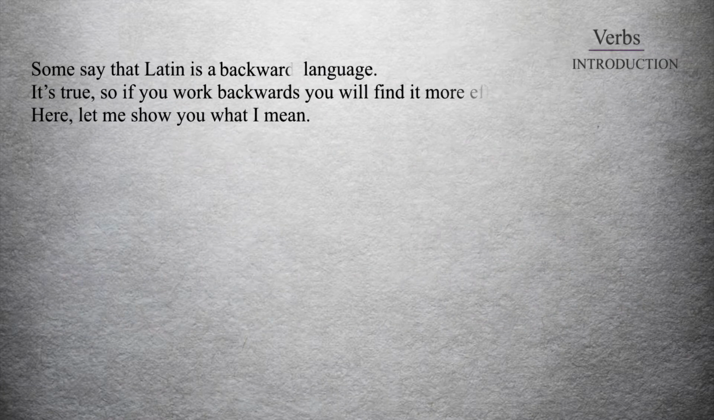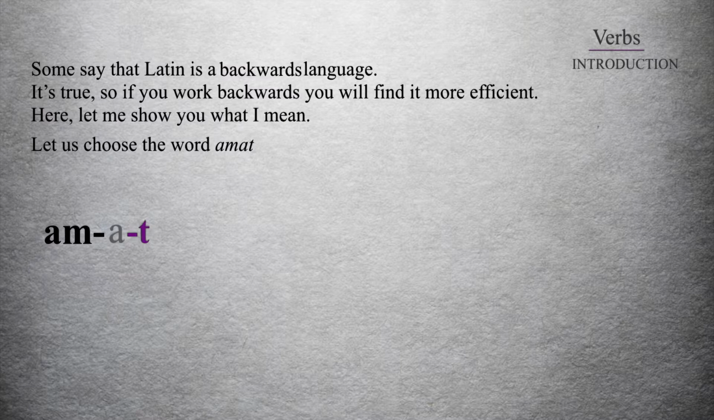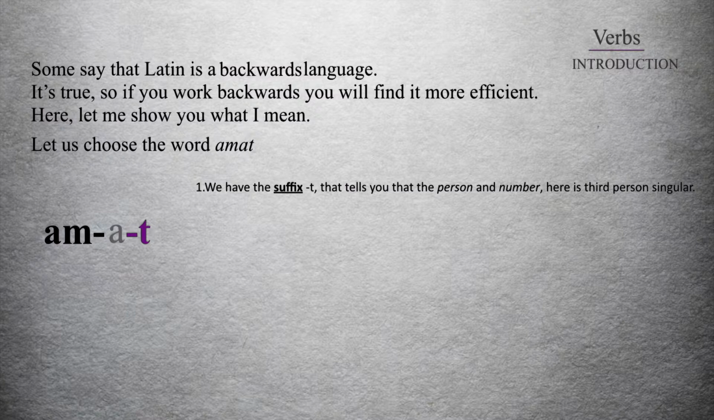Some say that Latin is a backwards language. It's true. So if you want to work backwards, you will find it more efficient. Here, let me show you what I mean. Let's choose the word amat. When you pull it apart, here's what you've got: a suffix that tells you the person and number. Here's the third person singular, t.